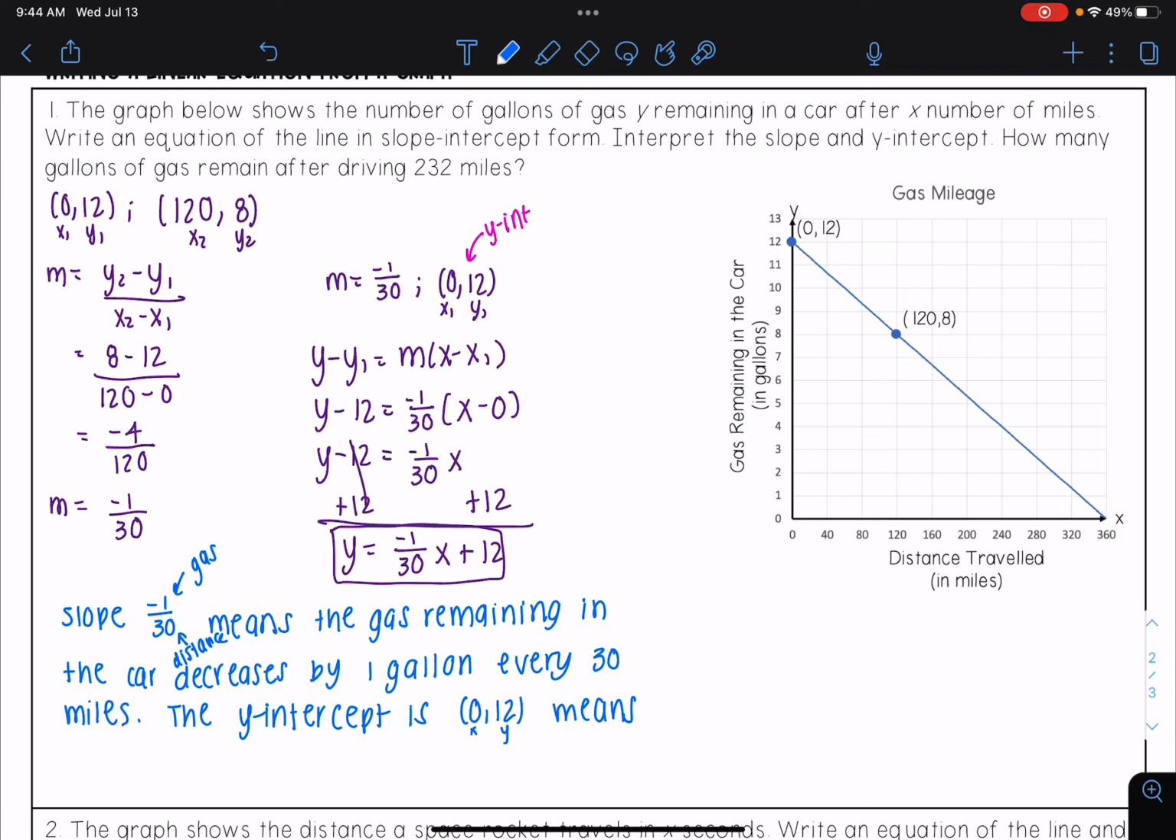So I can say the y-intercept (0, 12) means the car starts with 12 gallons of gas.